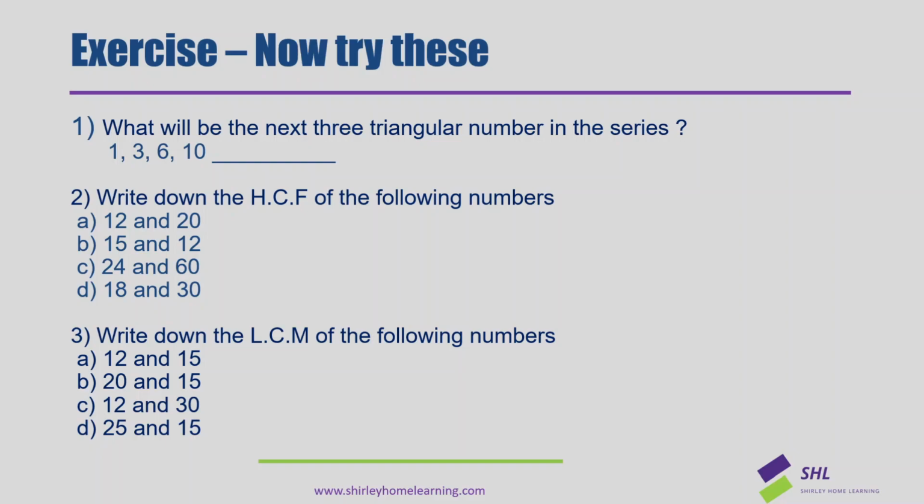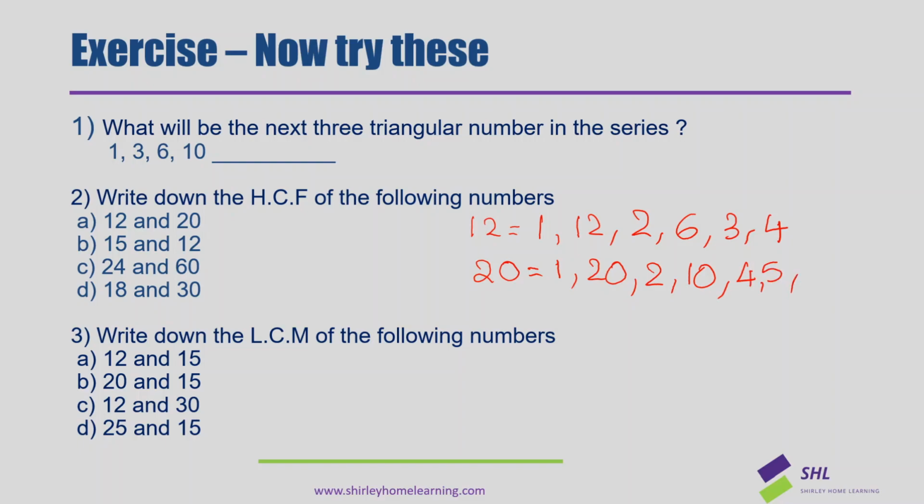The highest common factors. So for highest common factors for 12 and 20, again, you're going to write down the factors of 12. So it's 1 and 12, 2 and 6, and then 3 and 4. And then for 20, you're going to write the factors. So it's 1 and 20, 2 and 10, 4 and 5. So these are all the factors. Now you are going to look at the highest common factor.